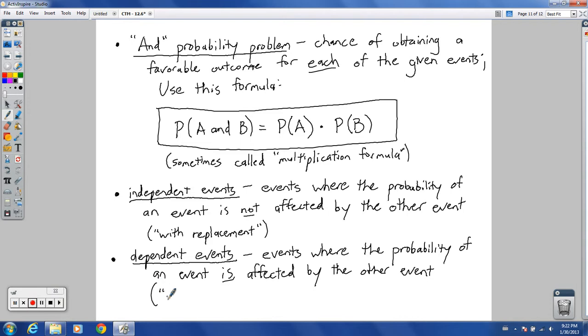And these are events, if you see this phrase, without replacement, you can generally assume that we're talking about dependent events in that case. So without replacement, you're taking something away, not putting it back. You've just changed the total value that you're choosing from. Therefore, you have a dependent probability because the probability of the next thing will depend on the fact that you chose something first.